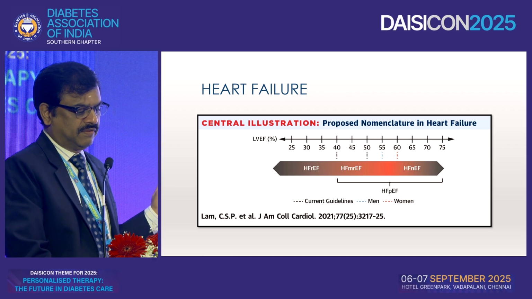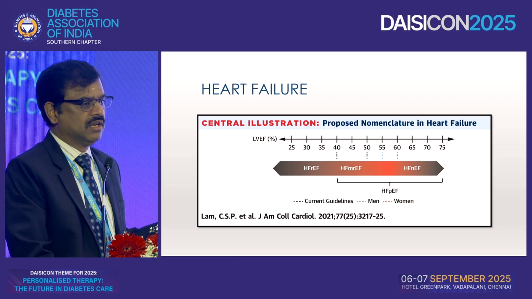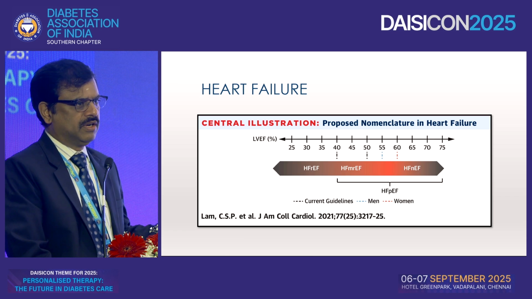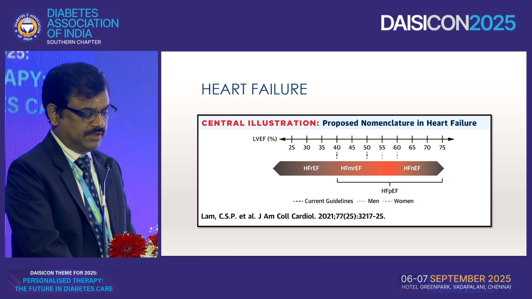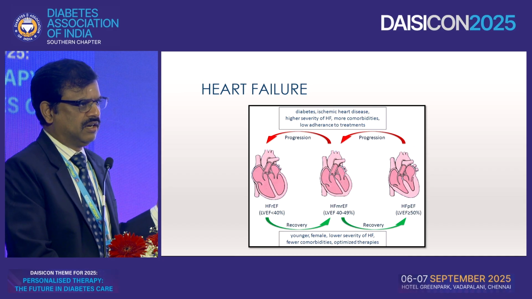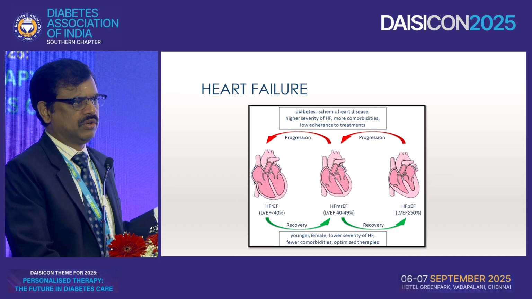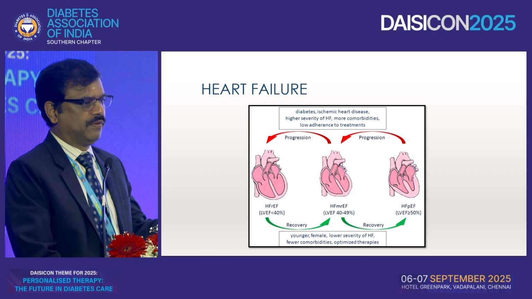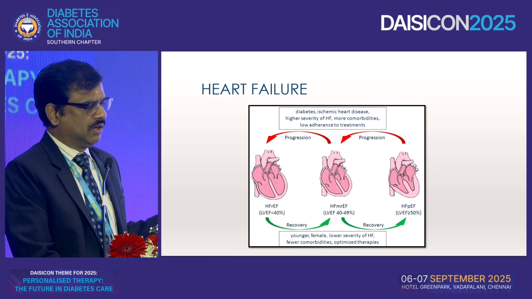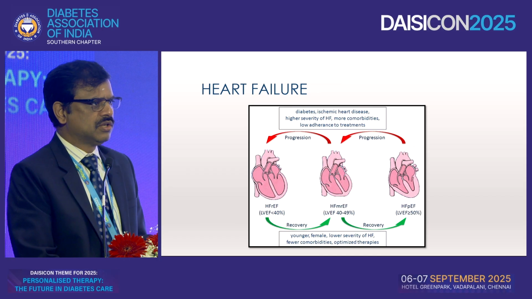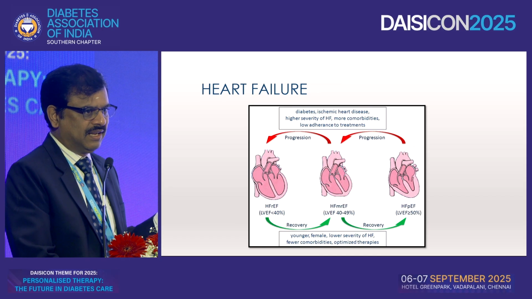So this is the spectrum: reduced ejection fraction, mildly reduced ejection fraction, and normal EF. Mildly reduced and normal EF fall under the category of preserved ejection fraction. And one thing we have to understand, all these are interchangeable. One patient comes to the clinic with reduced ejection fraction. If you properly treat, the patient can recover to mildly reduced or even to normal ejection fraction. So what are the factors that determine decline in the EF?